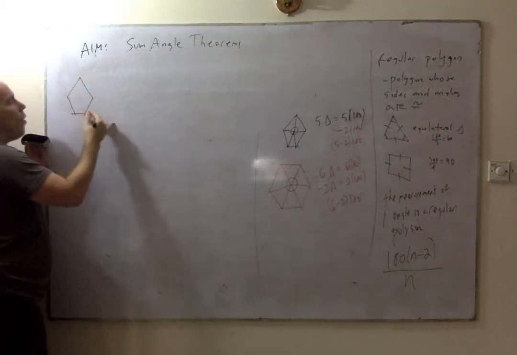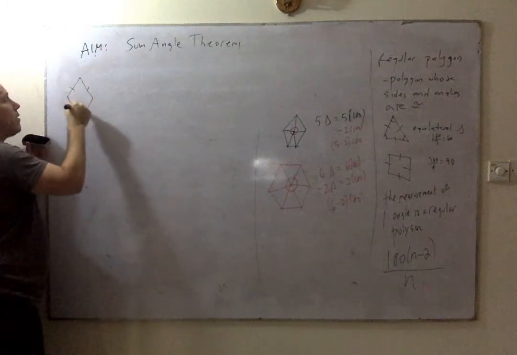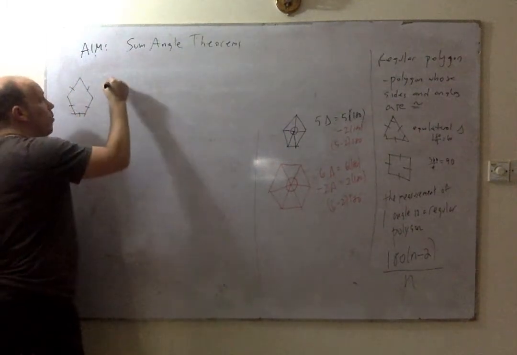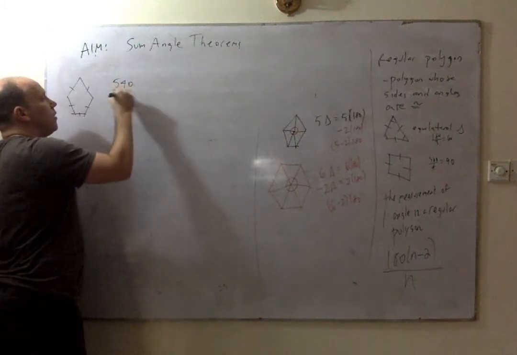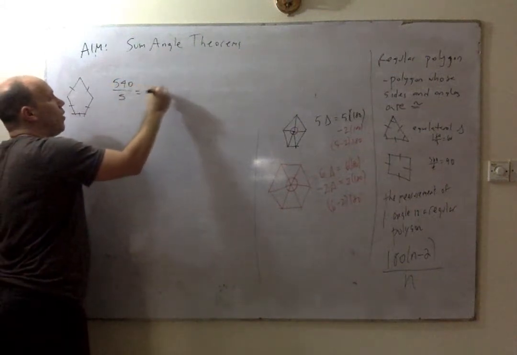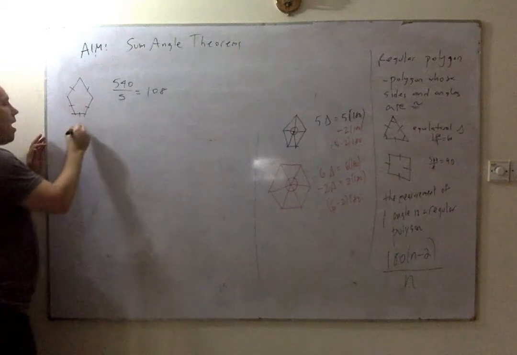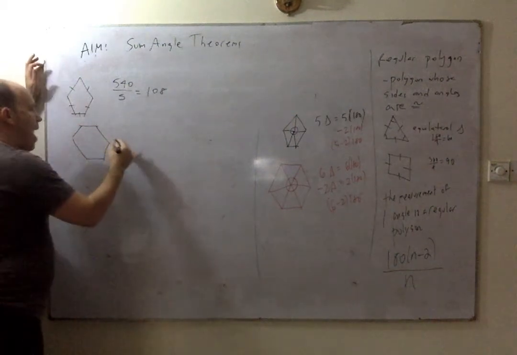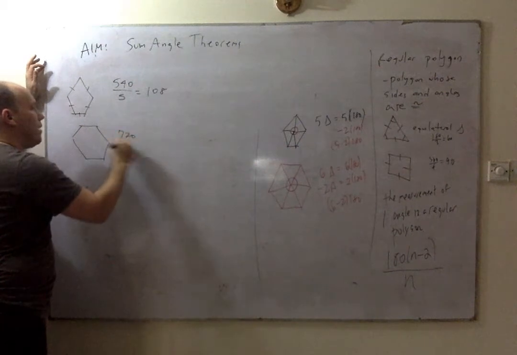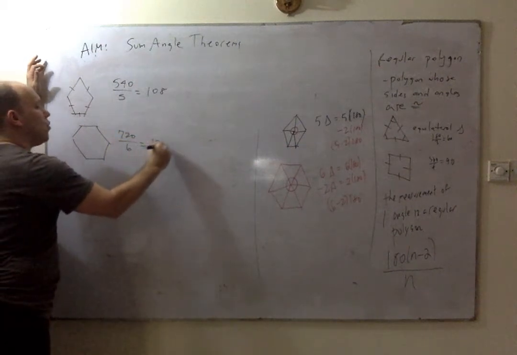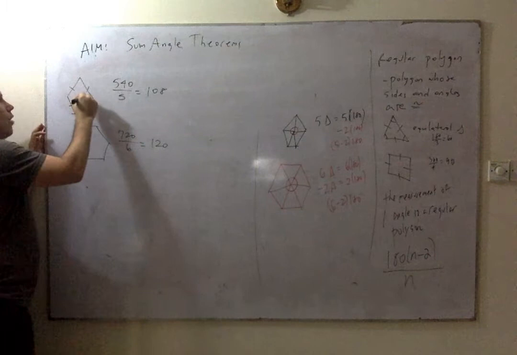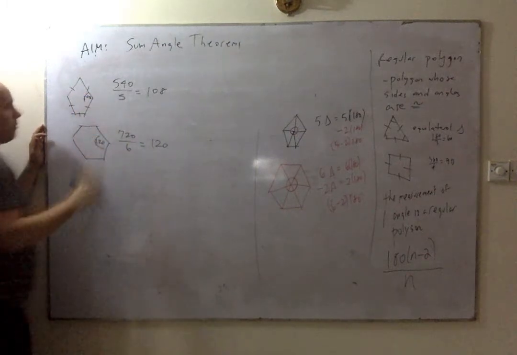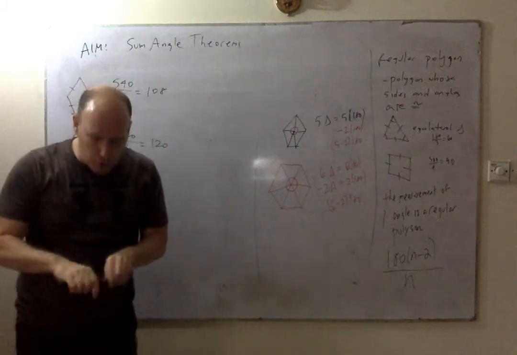What's the measurement of one angle of a regular pentagon? No problem: 540 divided by 5 equals 108. And in a hexagon, what is this? 720 divided by 6 is 120 degrees. So this is 108, and this is 120. Okay, that's part 2 of the unit.